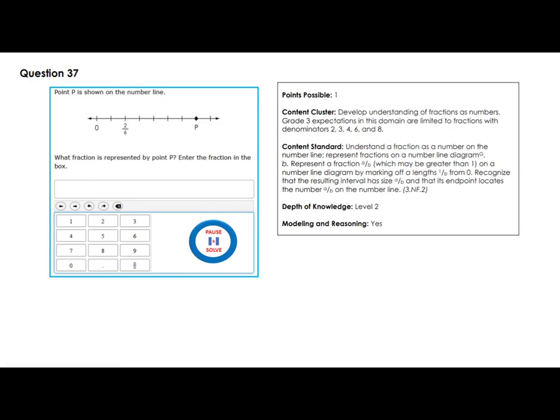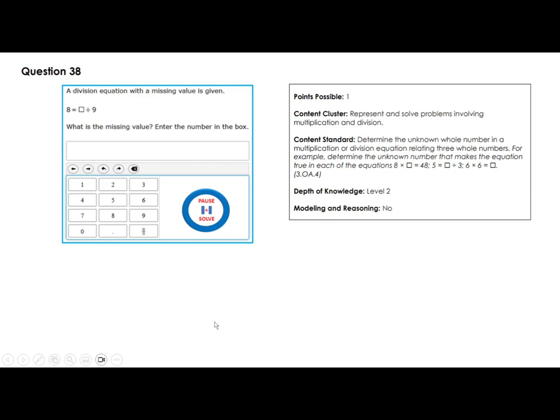Point P is shown on the number line. What fraction is represented by point P? So let's see what's happening here. If he's telling you that's 2 over 6, this one means 1 over 6, right? So let's put down 1 over 6. 2 over, then this will be 3. 4 over 6. 5 over 6. 6 over 6. And that one is 7 over 6.